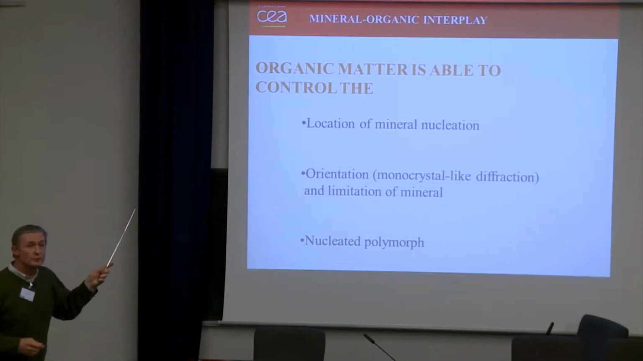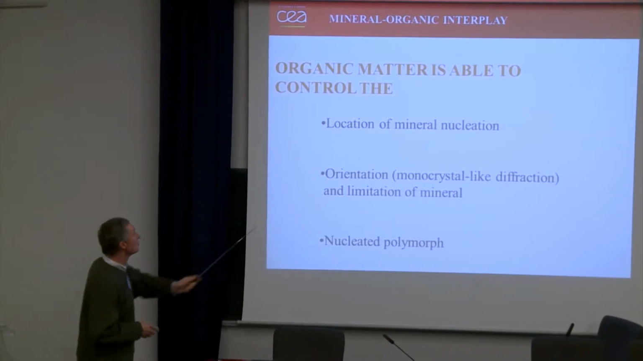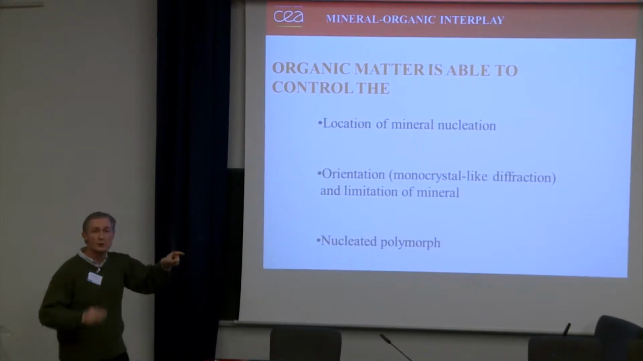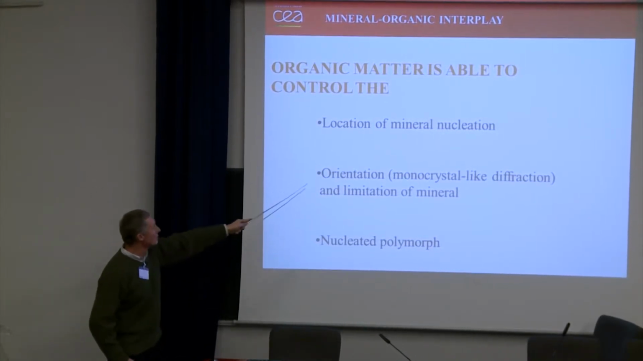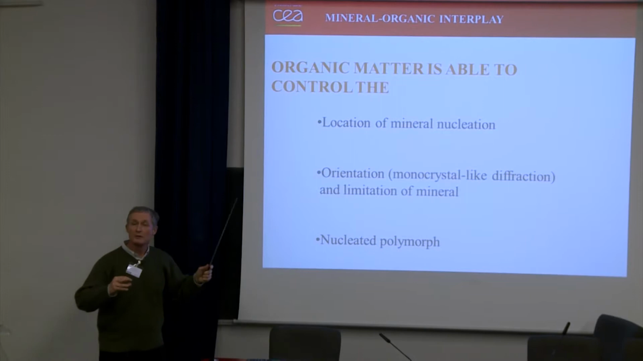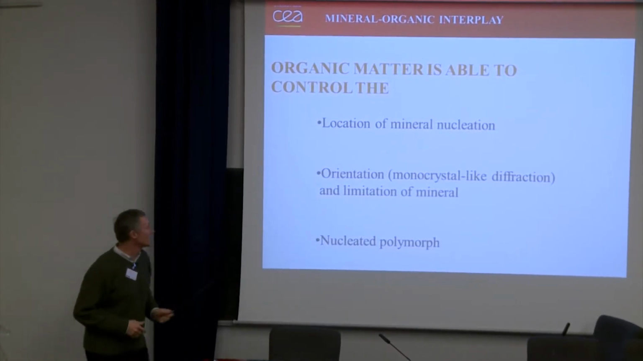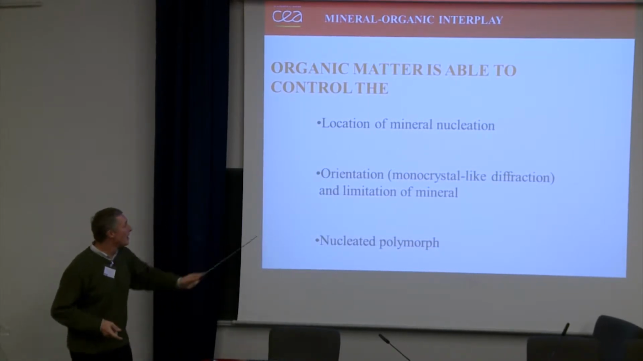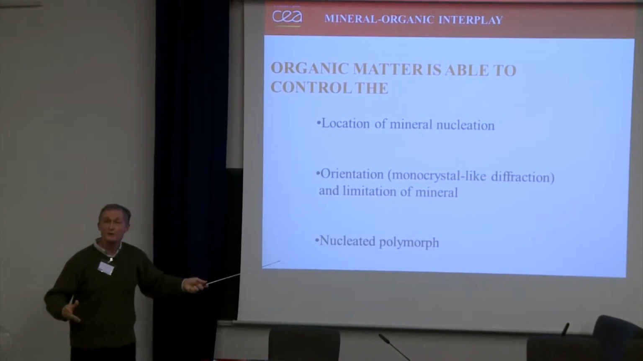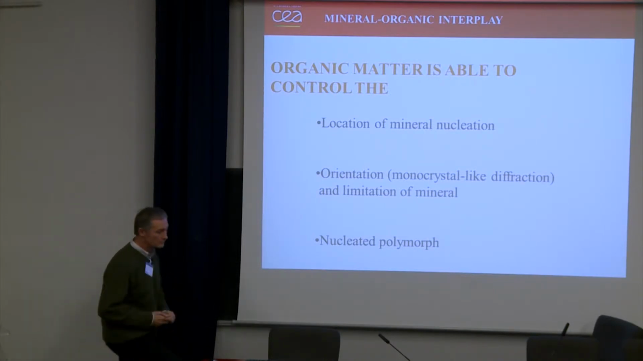So the organic matter, to summarize, is able to control many things. It's able to control the location of the mineral nucleation, for example in these tablets. It's able to control the orientation of the crystal to the point where it could diffract like a monocrystal, and limit the thickness of the mineral. And it also controls the kind of polymorphs nucleated through the organic matter.